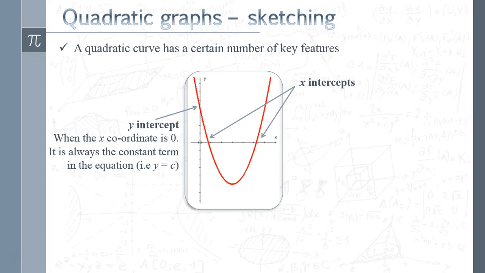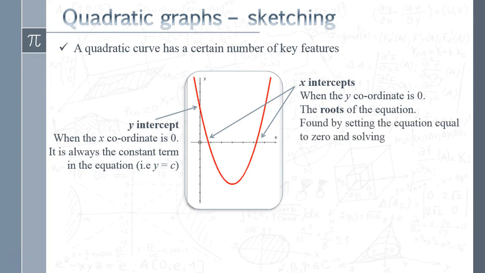The one that requires a bit more work are the x-intercepts, and as we've seen previously, this is when the y-coordinate is 0. So what we're going to do is set our equation equal to 0 and find the roots of the equation. And we've discussed previously how many roots a particular curve will have is determined by the discriminant. In this particular diagram, clearly we've got two distinct roots, so we'd know that b squared minus 4ac would be greater than 0. But obviously that is not always the case, as we've discussed previously.